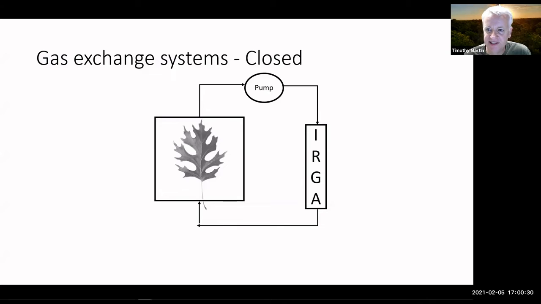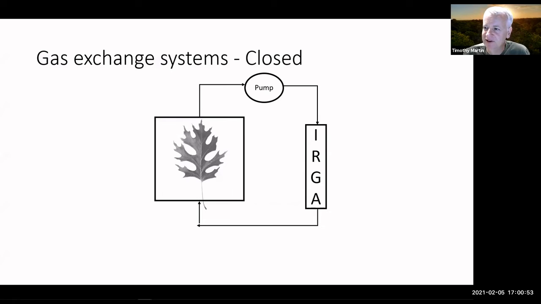One of the advantages of a closed system like this is that it's very simple. It only requires one infrared gas analyzer, and you're just recirculating air. And the calculation of net photosynthesis is simple. Just the slope of that decline of CO2 concentration is the rate of net photosynthesis. There are some problems with this kind of system, though.